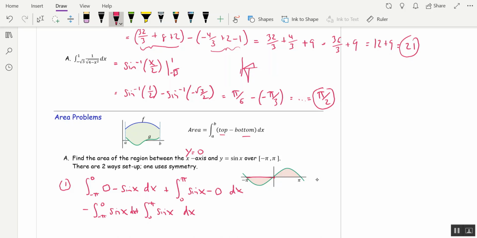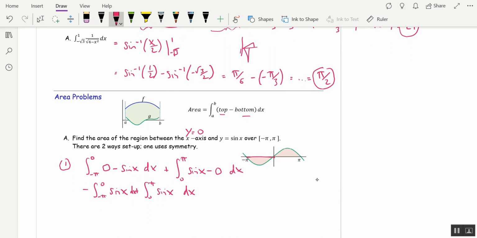Okay, method 2 uses symmetry. If I want to compute this number, whatever it is, it turns out to be 4. I could compute this. You ought to do that. Make sure you can get 2. And I compute this, I'll get 2. Let me clean that up. It's the integral of sine x dx plus the integral of sine x dx, and this one has a minus out front. So 2 plus 2, you'll get 4.